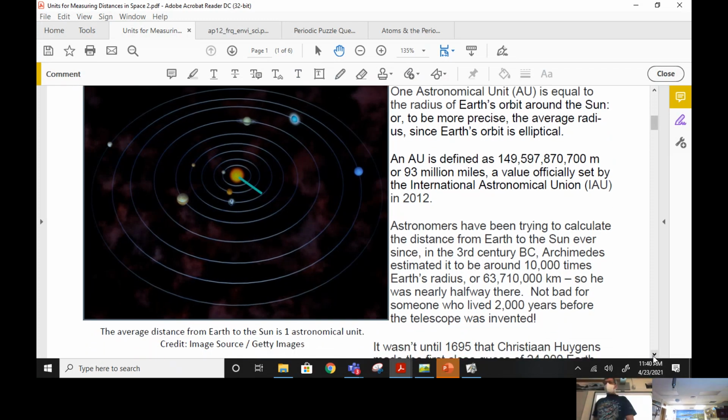And AU is defined as 149,597,000, etc. meters, or 93 million miles, a value officially set by the International Astronomical Union in 2012. Astronomers have been trying to calculate the distance from Earth to the sun ever since, in the 3rd century BC, Archimedes estimated it to be about 10,000 times Earth radius, or 63 million kilometers. So he was nearly halfway there. Not bad for someone who lived 2,000 years before the telescope was invented.